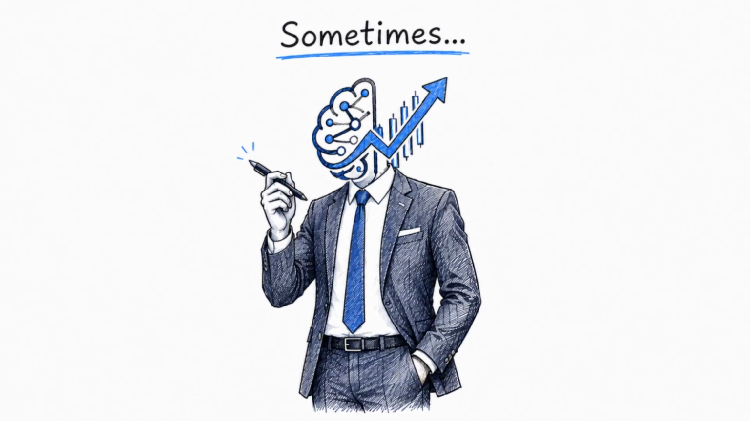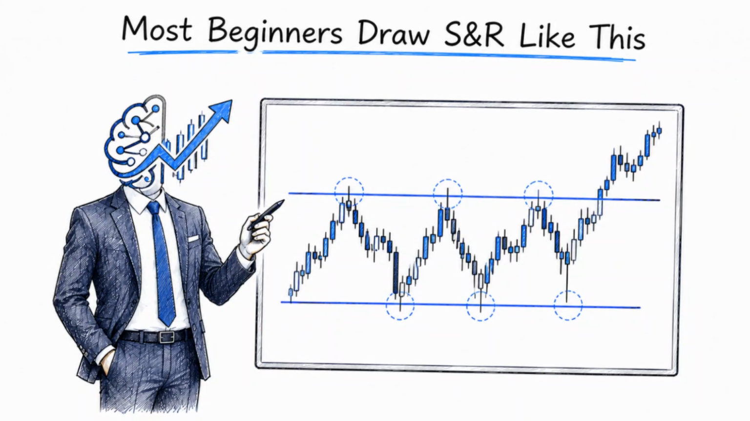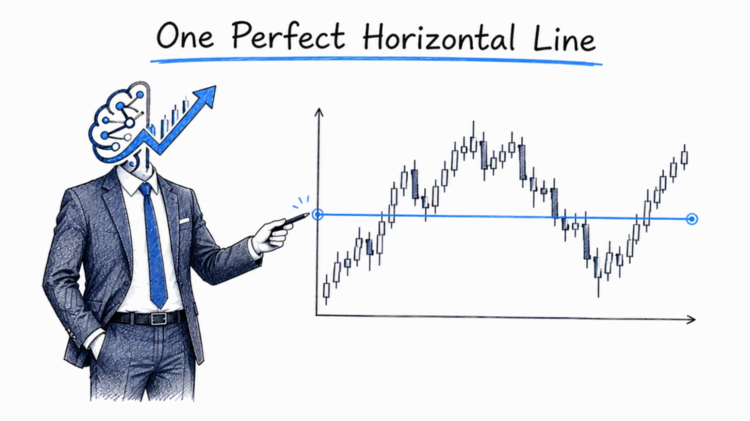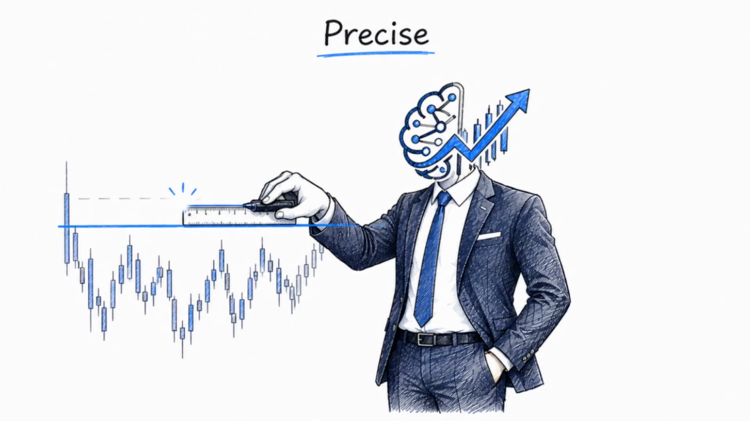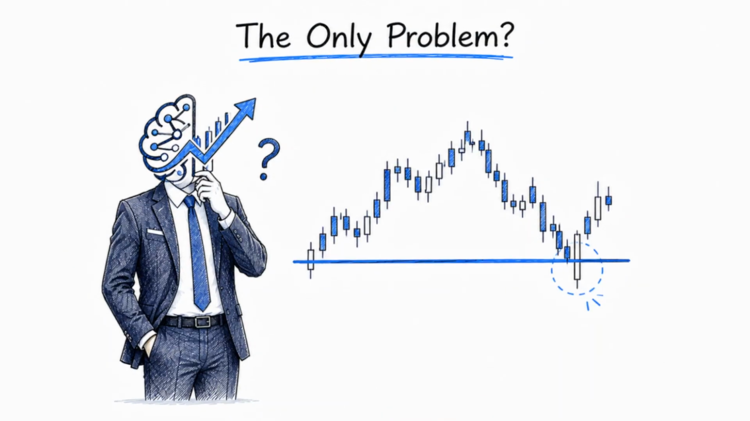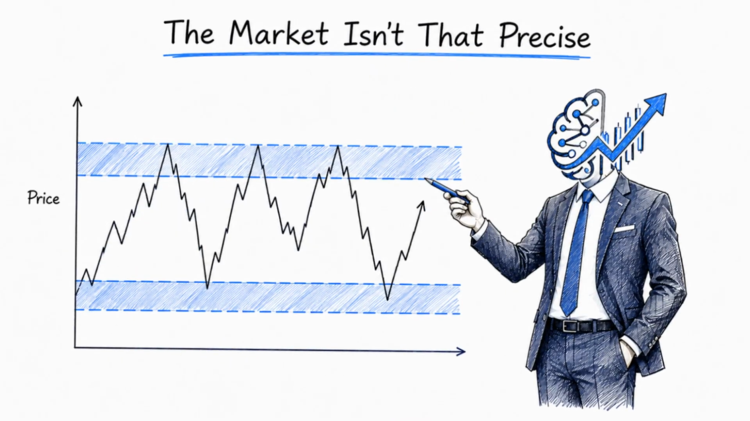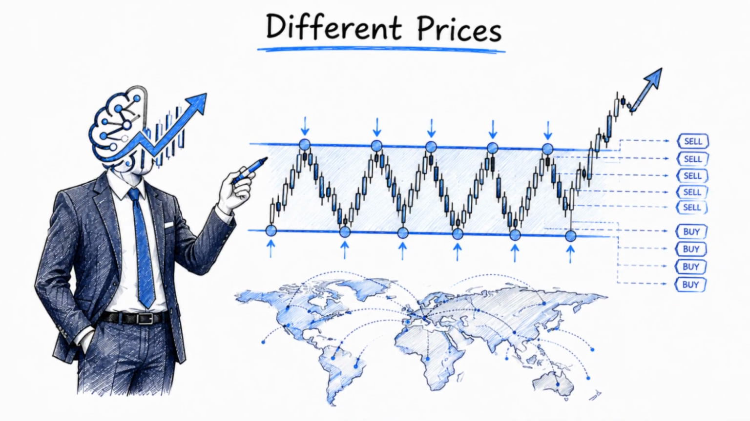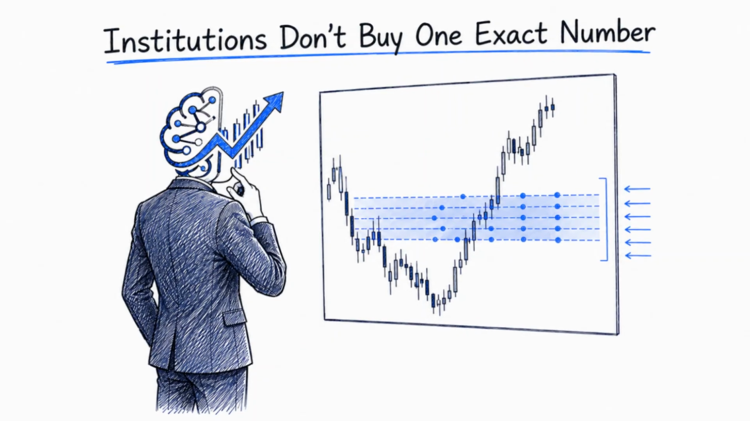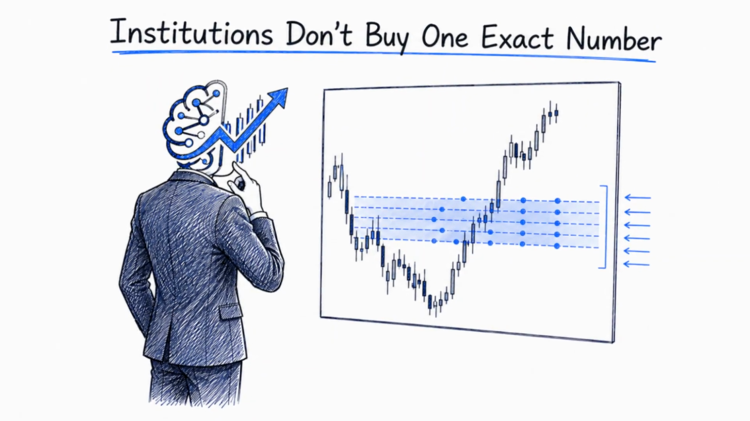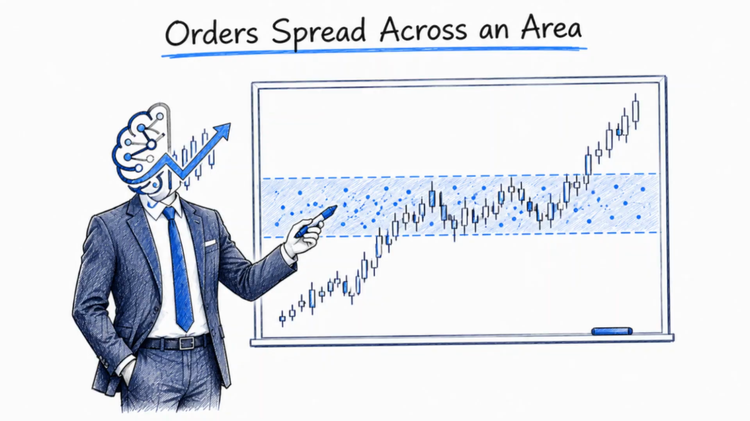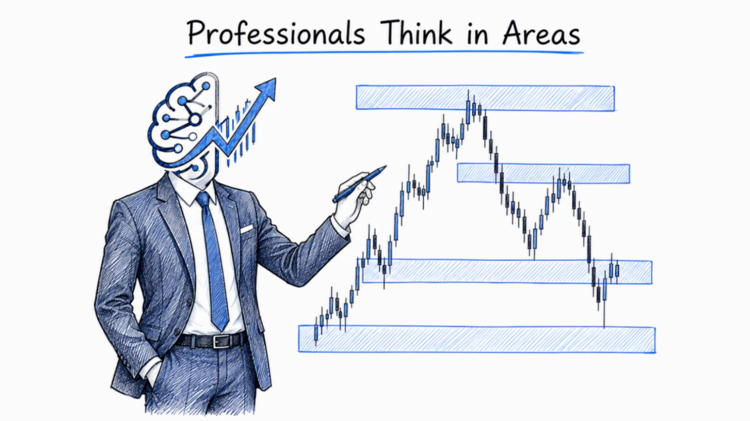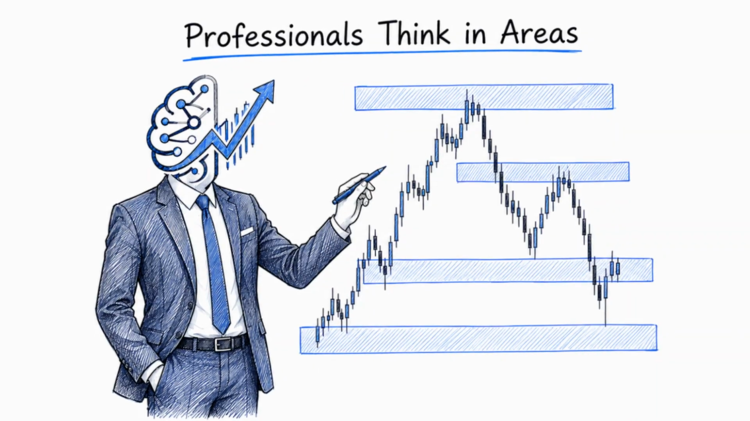Sometimes it's your drawing. The market doesn't see lines. Most beginners draw support and resistance like this. 1 perfect horizontal line. Nice, clean, precise. It feels satisfying. The only problem? The market isn't that precise. Think about it. Thousands of traders around the world are buying and selling at slightly different prices. Institutions aren't placing billions of dollars at one exact number. Orders are spread across an area, which means price usually reacts inside a zone, not at a single line. That's why professional traders think in areas, not pixels.